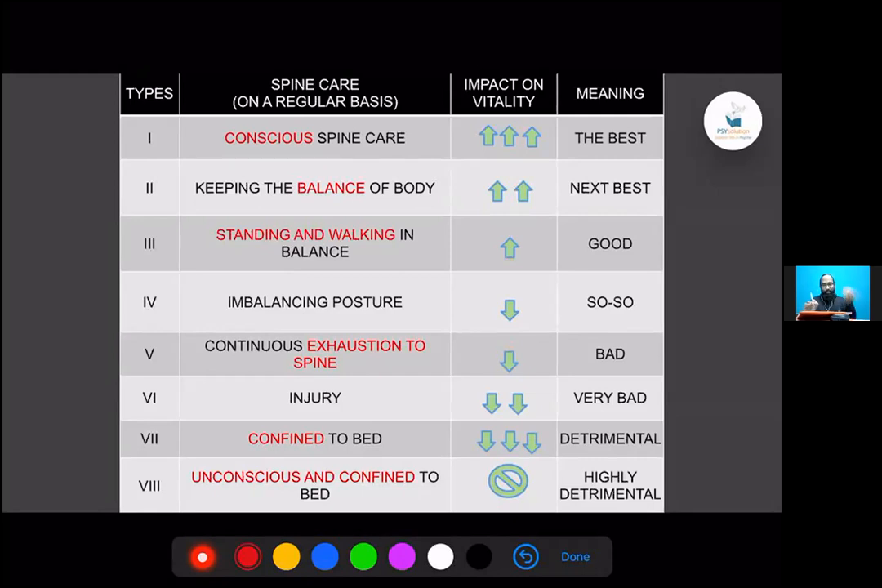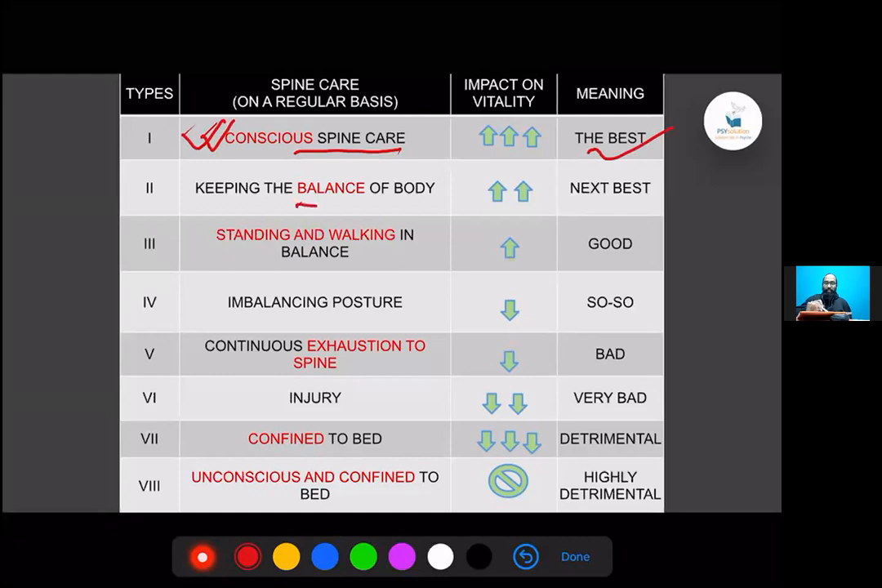If we have inculcated a wrong posture, we can reverse it mindfully. When we understand the importance of the spine, we can definitely improve our treatment of the spine. Treatment in the sense of how we treat our spine. Standing and walking in balance. So if we are always having conscious spine care, that is the best case.